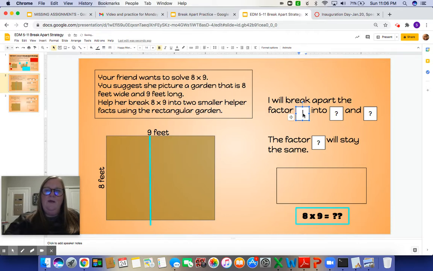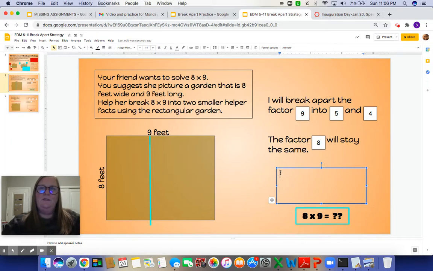So I'm going to break apart 9 into, and you have to think of two numbers that would equal 9. So I'm going to do 5 plus 4. The 8, I'm going to leave alone. So the factor 8 will stay the same, because remember, we're breaking apart the 9 into 5 on this side, 4 on this side. So now we're going to type some multiplication problems.